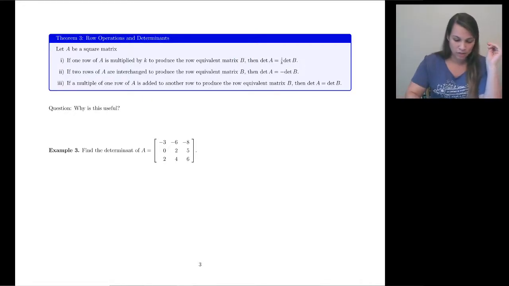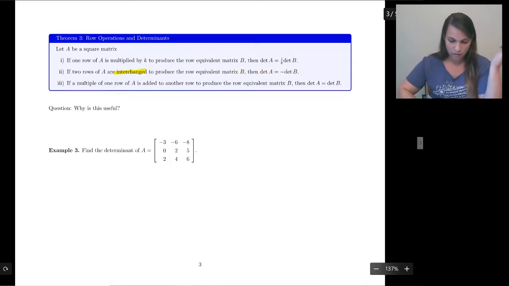And then if 2 rows interchange to produce the row equivalent matrix B, then we have a sign switch on our determinants. And we already talked about why that made sense. And then if a multiple of one row of A is added to another row to produce the row equivalent matrix B, then the determinants are equal.